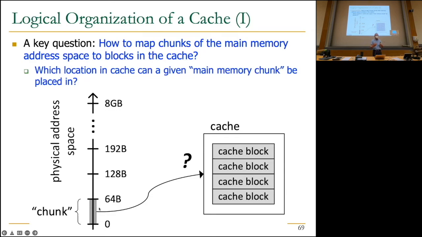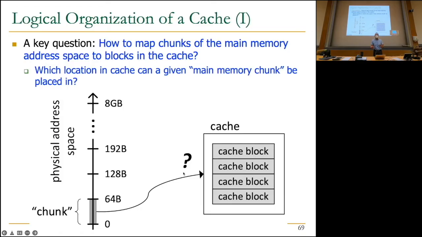These are essentially cache block size chunks. And the question is, where in the physical cache space can this chunk go to, essentially map to? Or which location in cache can a given main memory chunk be placed in? And there's a question mark over here.